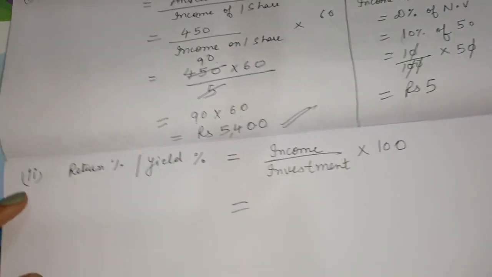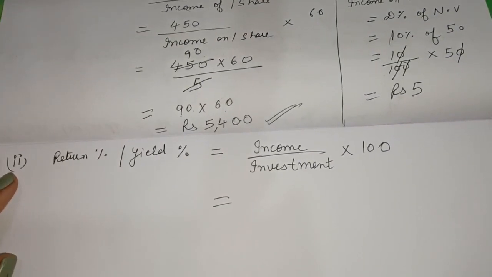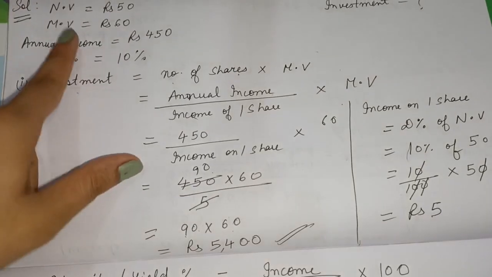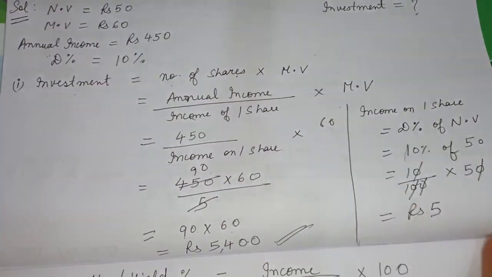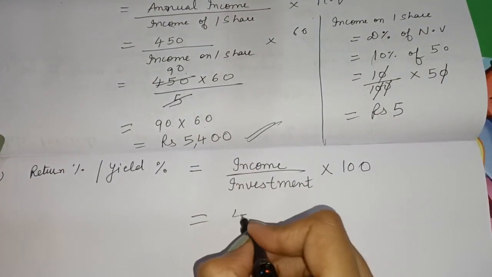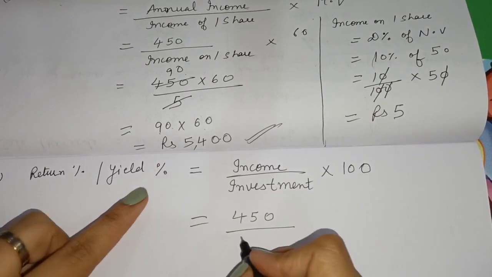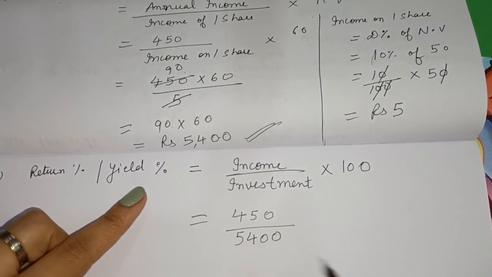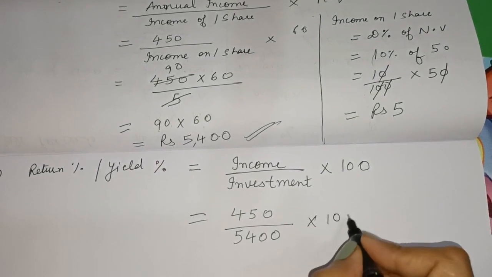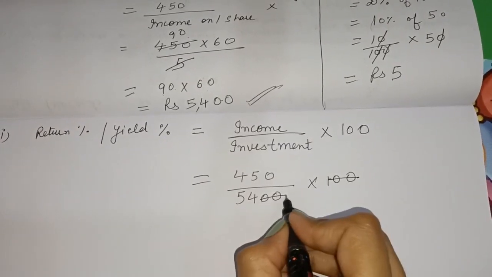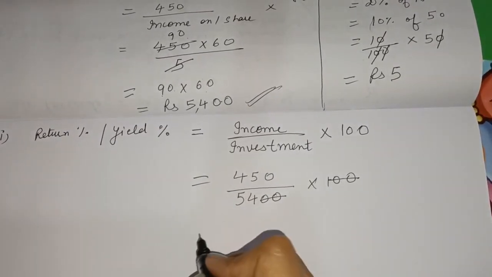How much is the income? Income is already given to us in the question, so it's given to us as 450. Same we will substitute 450. Investment just now we have found, 5400. 5400 is the investment into 100. So 2 zeros and zeros will get cancelled.